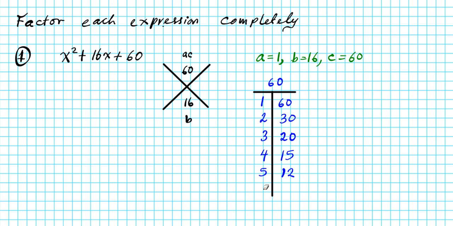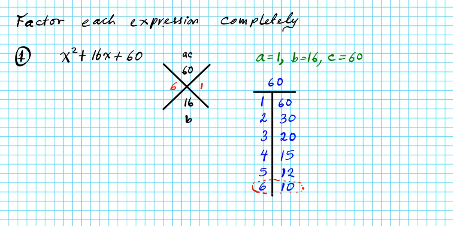We want 16. Next pair, 6 goes into 60 10 times, right? So if you add this, you get 16. Voila, that's exactly what we want. So let's group them. This is the desired pair. There's no need to continue. So we have 6 and 10.